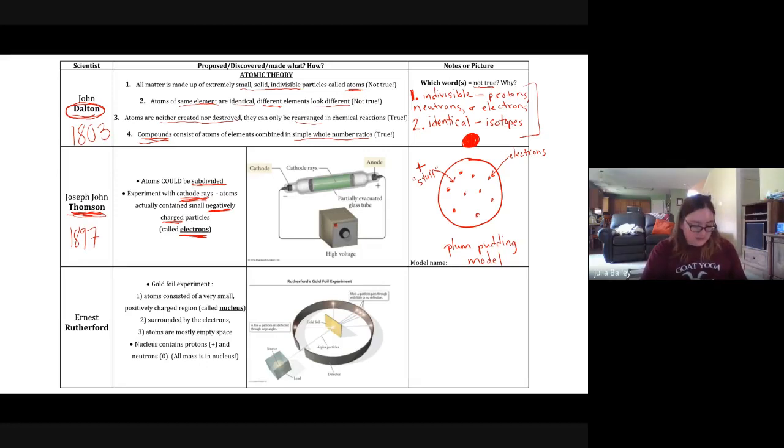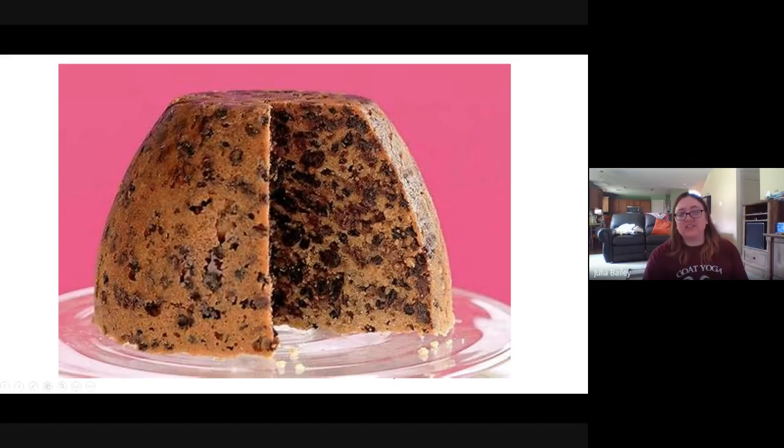And when they talk about pudding, they're actually talking about something that's more of like a wet cake, like this. This is literally plum pudding. It's traditionally a British Christmas dessert. And you can kind of see there's pieces of plums just floating around in there. And then there's this gooey bread stuff. And he thought the electrons in an atom were like these little pieces of plum floating around.